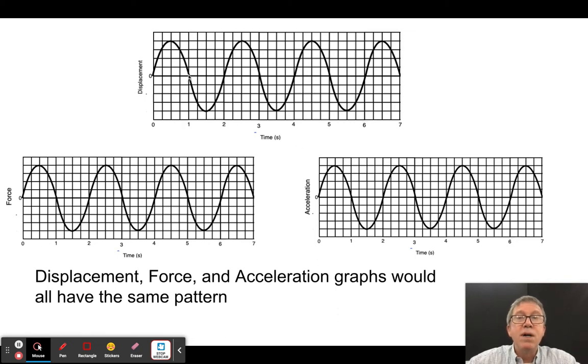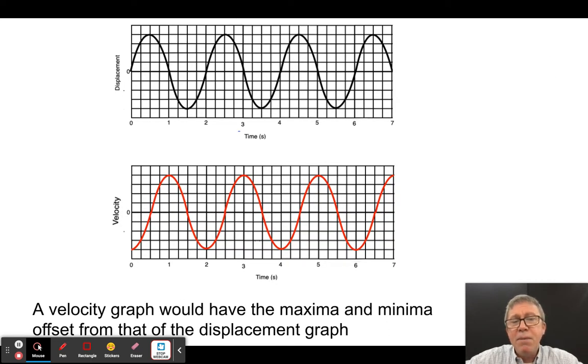And at t equals 1, the displacement is 0. So at t equals 1, the force is 0. And at t equals 1, the acceleration is 0. So these graphs all look identical to each other. The only way in which they would be different is what's on the y-axis. But the shape of it, in terms of the time values, is going to be identical. But what about a velocity graph?